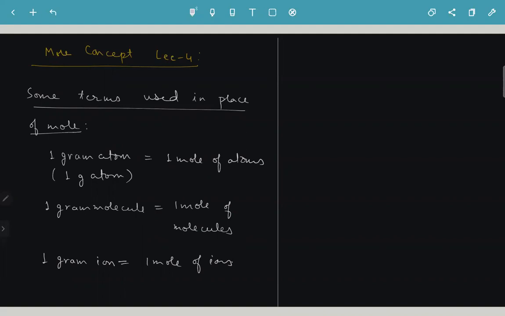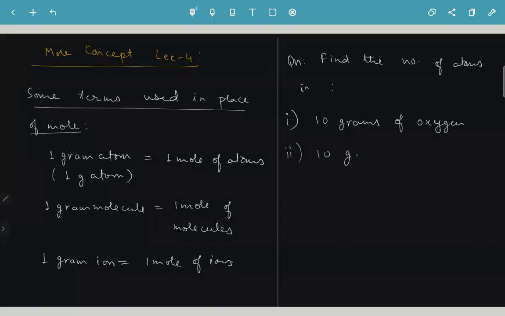Let us see some examples in the form of questions. Find the number of atoms in 10 grams of oxygen, 10 gram molecules of oxygen, 10 gram atoms of oxygen.